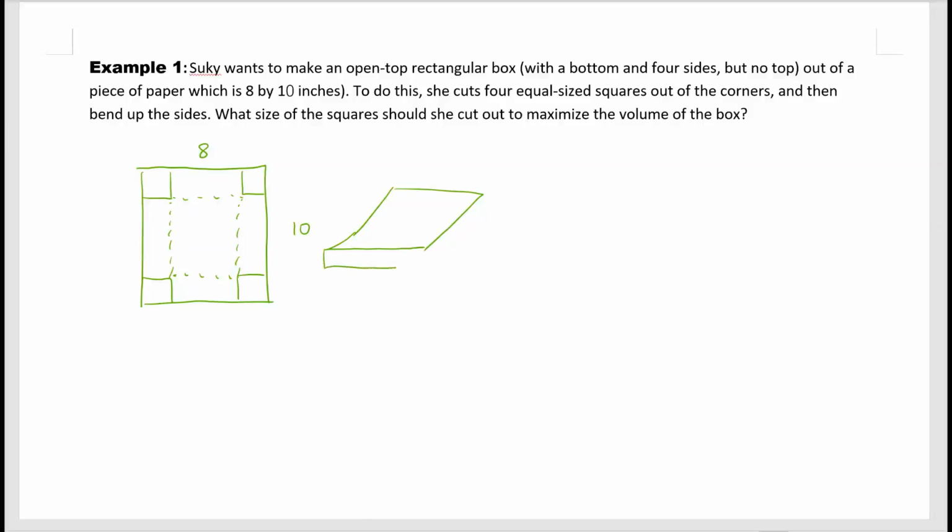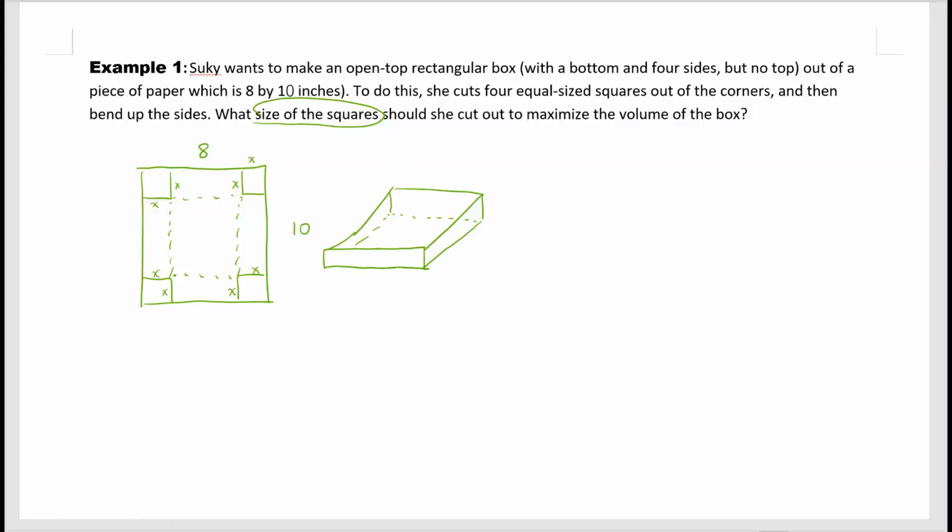Imagine it's like Halloween, but I don't have a bag. I use a paper to make a box, and I'm going to fill the box with candies. What size of the square should I cut out to maximize the volume of the box? So I want to get more candy, so I want to maximize the volume of the box. We are looking for the size of the square, so let it be x. Then all the squares are of the same size.